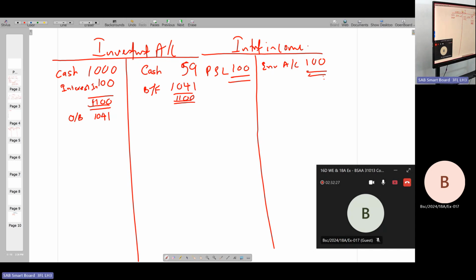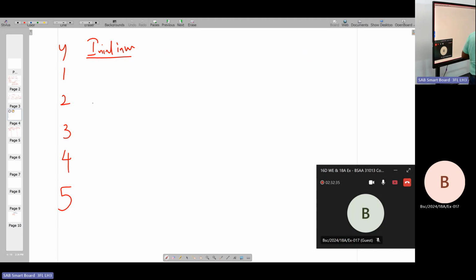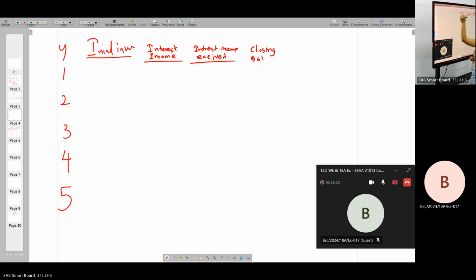Now we can take the schedule. Amortization schedule: interest income, interest income received, then closing balance.